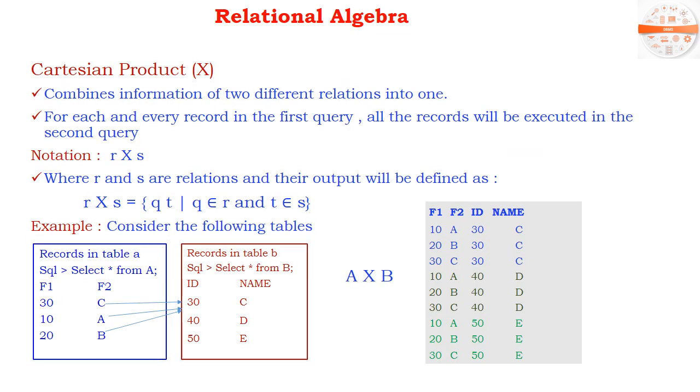And the next one is Cartesian product. It will combine the information of two different relations into one. Here, for each and every record in the first relation, all the records of the second relation will be combined. So, for example, take relation A. Each and every record in relation A is paired with all the records in relation B. Then finally, it will print the result.